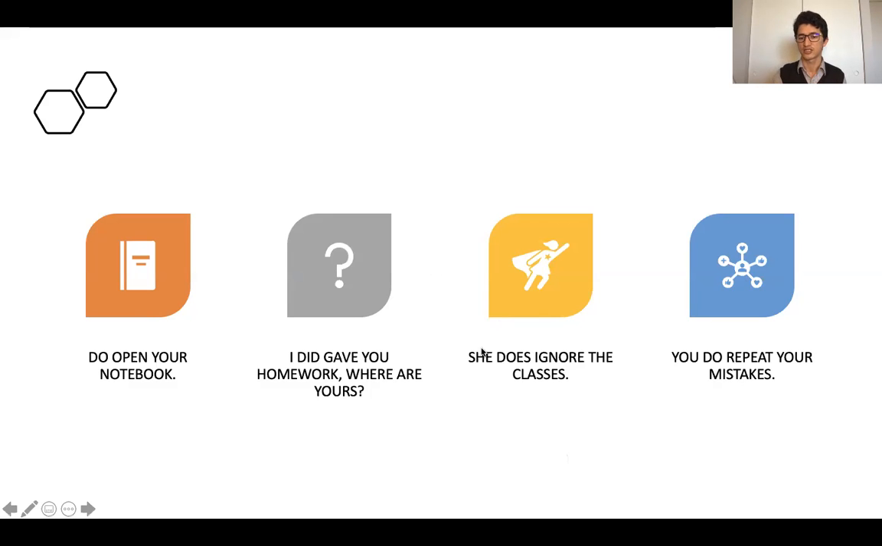And here, she does ignore the classes. Look at does. Why do we use does here? We could say she ignores the classes. Or we could say here, you repeat your mistakes. Why do we use do here? Because we said that in present simple tense, we don't use do, does, anything like that. So can you tell me why we use them? Is there anyone to tell me? No, it's okay.